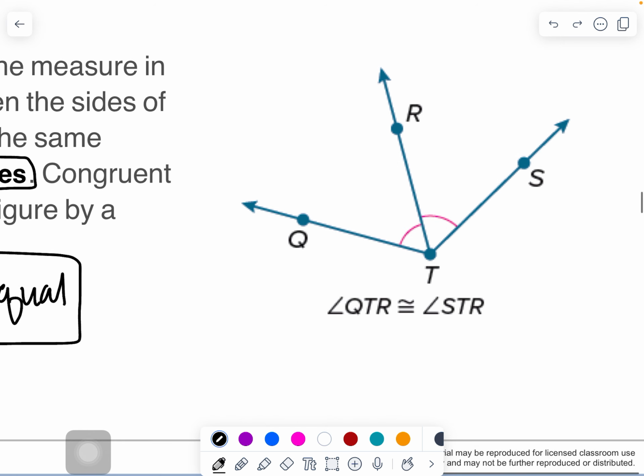okay? Now a cool thing, if you notice these little swoops in here, that is also a way for us to signify that they are congruent. They are congruent arcs. We match them up to show matching congruences.